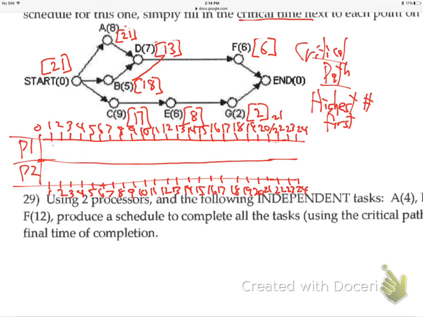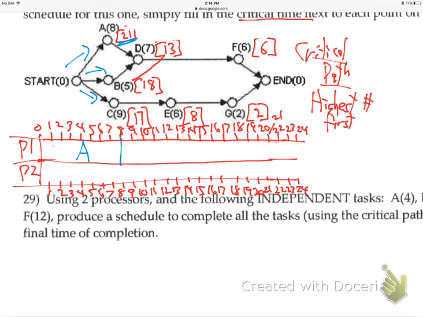Okay. So what are the options for processor 1? A or B or C, right? A or B or C is the options the arrow diagram gives me. So which option will processor 1 take? A. Why A? Bracketed number is highest. Highest bracket. So that's A. Now careful, it's not a 21-hour job, it's an 8-hour job, right? Use the parenthesis number for the job time.